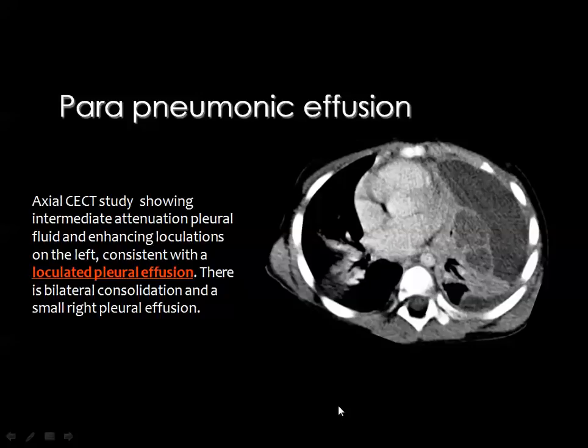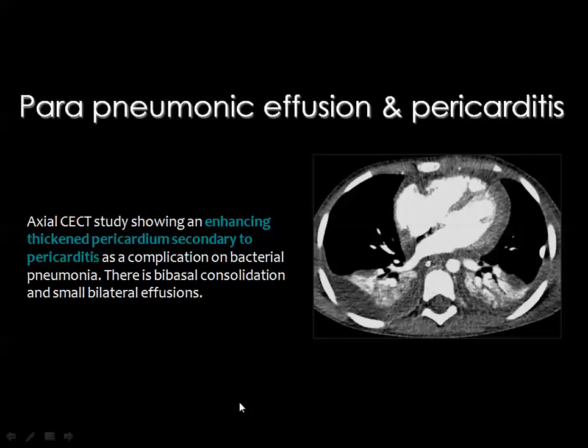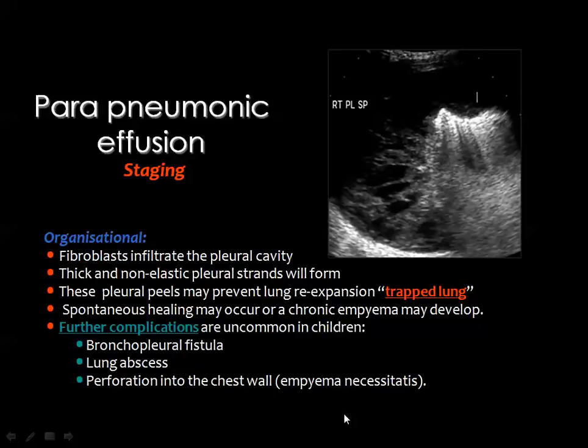And sometimes you get multiple loculi within the effusion seen by CT, which is an indication that this effusion is secondary infected. And here you see bilateral pneumonic consolidations in the lower lobes, and you see pleural effusion, which is a little bit more on the right side.